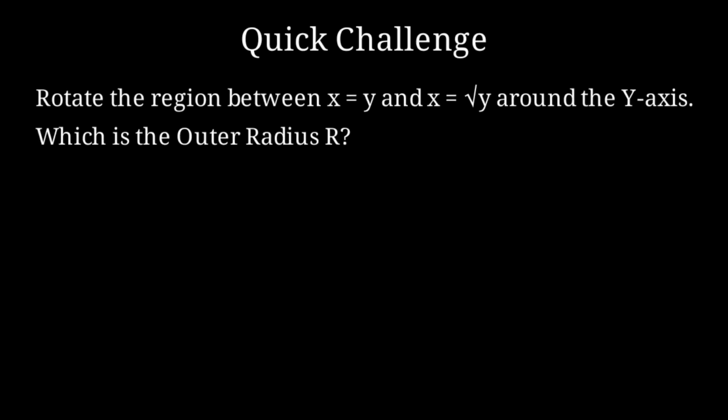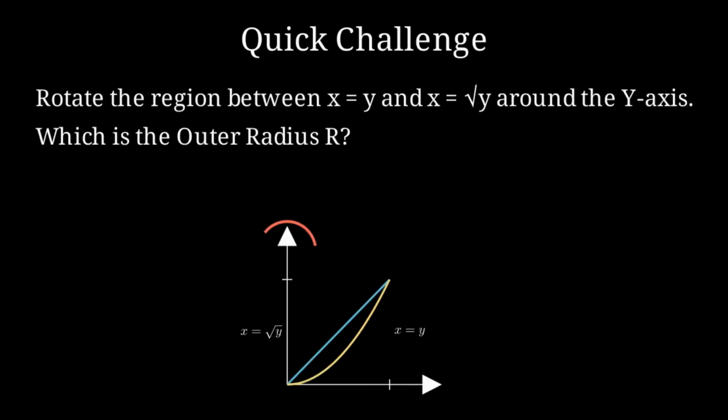Before we go, here is a quick question. If we rotate the region between x equals y and x equals the square root of y around the y-axis, which function is the outer radius R? Look closely at the interval between 0 and 1 to see which curve is further to the right.